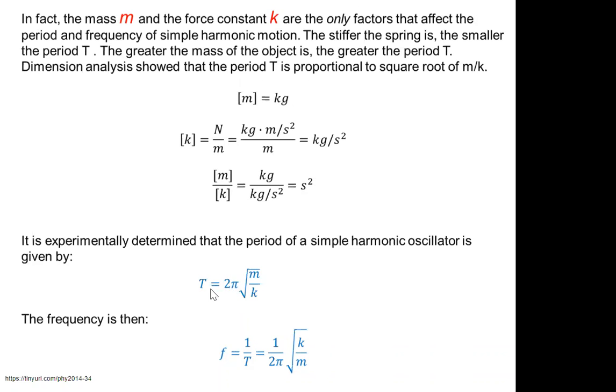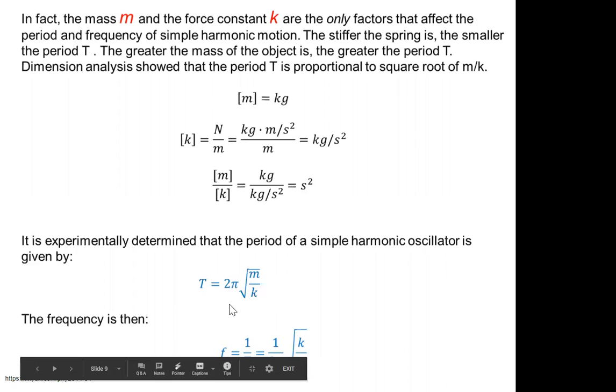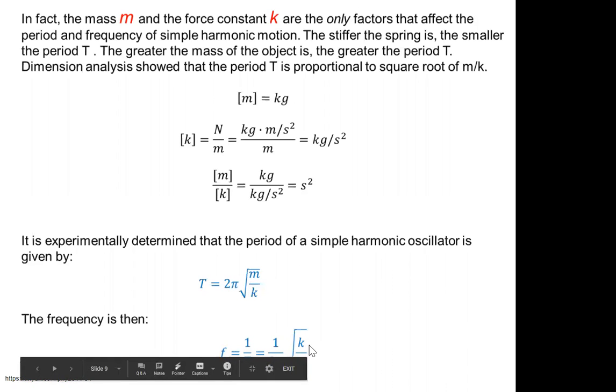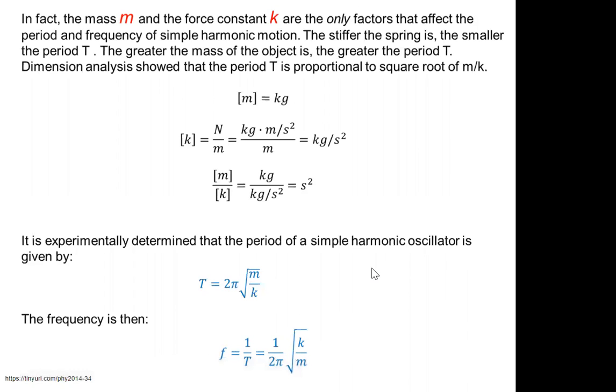So in this case, for a simple harmonic motion of a mass attached to a spring, the period is equal to 2 pi square root of m over k. So then the frequency will be 1 over T, which will be 1 over 2 pi, and then you flip m and k, so square root of k over m, okay? So this equation at the bottom gives you the frequency, and the one above it is the period equation, okay? So this is the period.